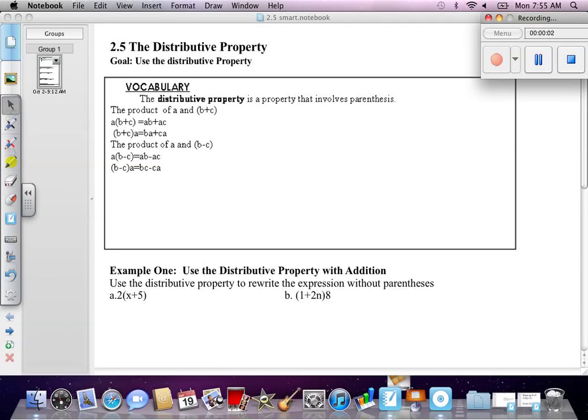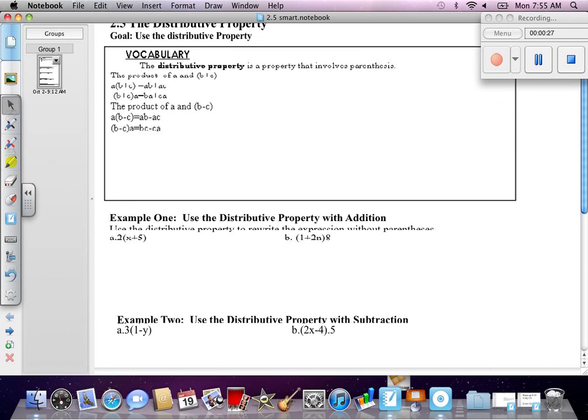All right, ladies and gentlemen, we're looking at the distributive property. The product of A and the quantity of B plus C. So A parentheses B plus C is the same as AB plus AC. And if A is on the outside, it doesn't matter which side it's on. Okay? So we're going to talk here about the distributive property.